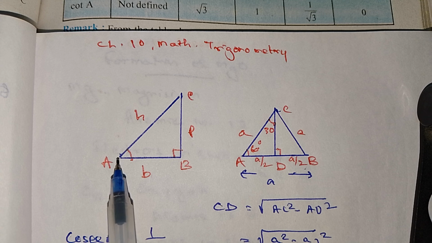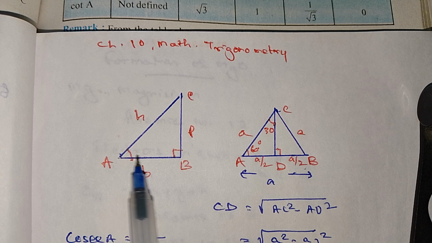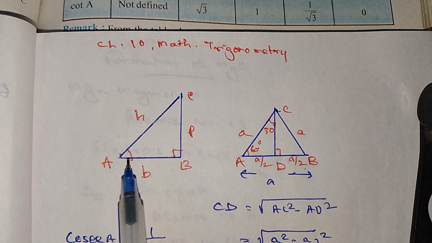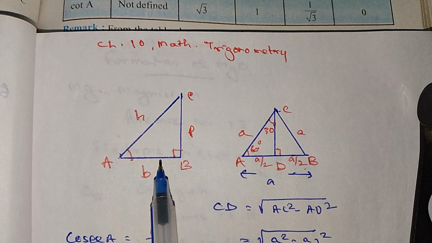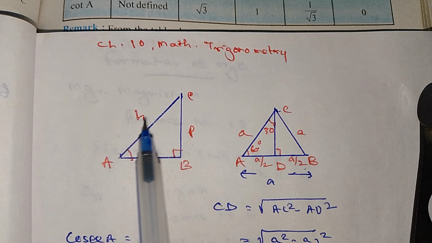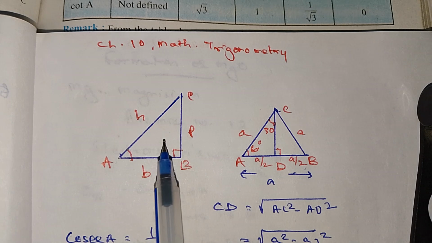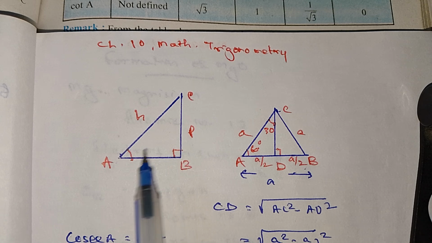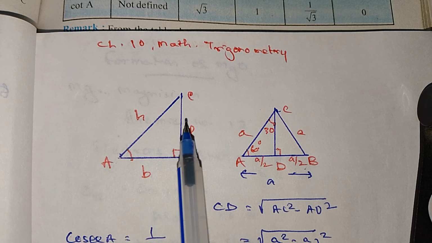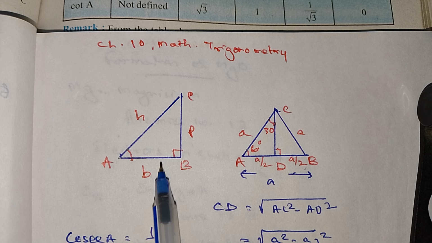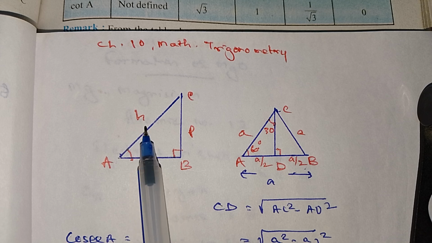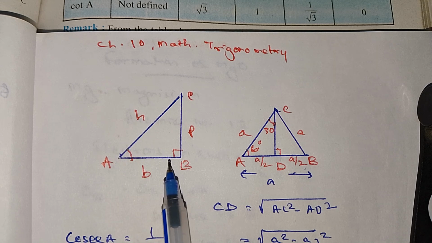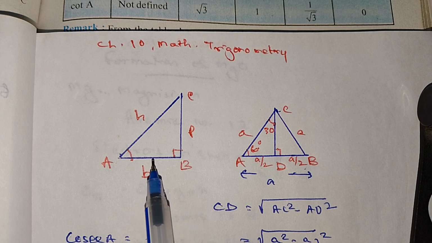Second, if you consider A as 90 degrees, then C will move towards B and the base will be 0, and the hypotenuse will be equal to the perpendicular. So sin 90 is equal to perpendicular by hypotenuse, which means 1 by 1 is equal to 1. Sin 90 is equal to 1 and cos 90 is equal to B by H, which means 0 by hypotenuse is equal to 0. Cos 90 is equal to 0.